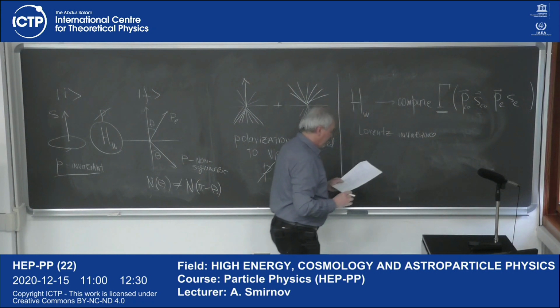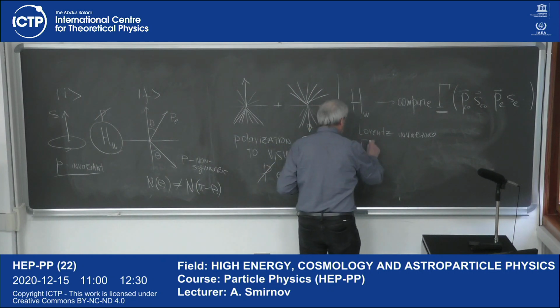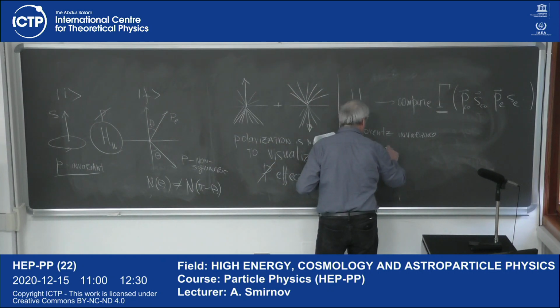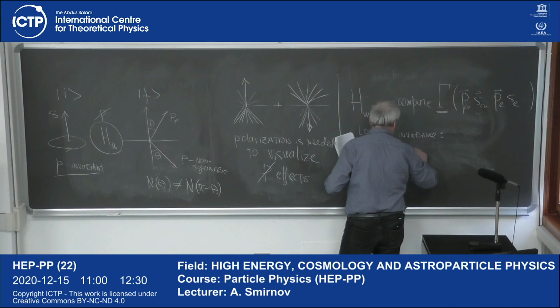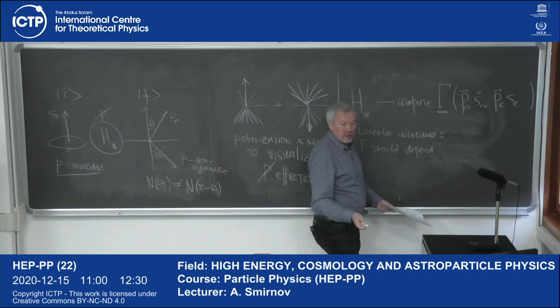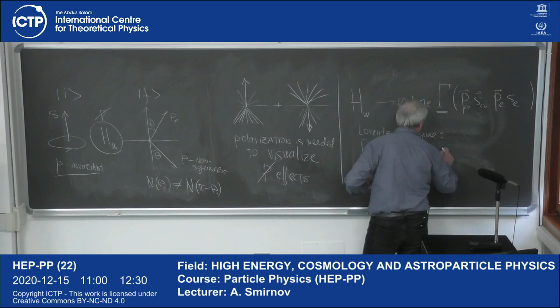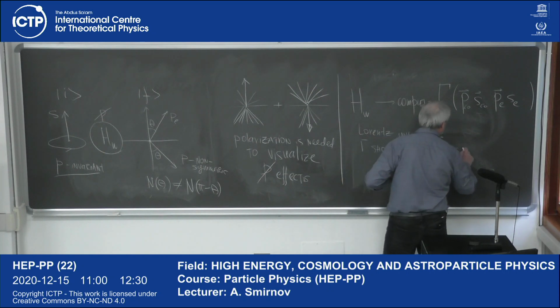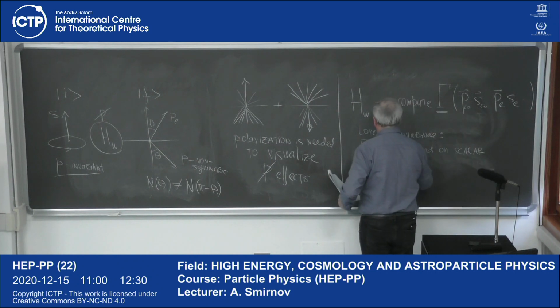Which tells us that gamma should depend on scalar products of these vectors, right? So that is what can be Lorentz invariant. It should depend on scalar products of vectors.